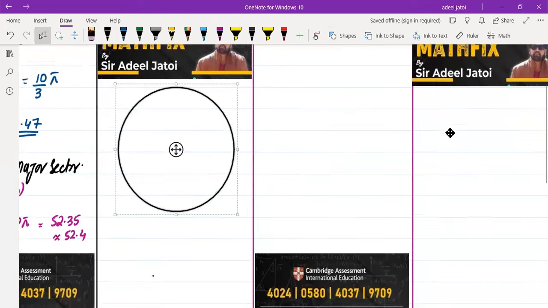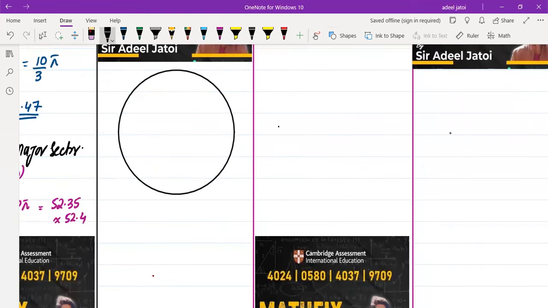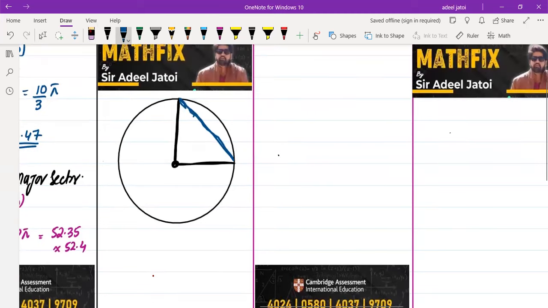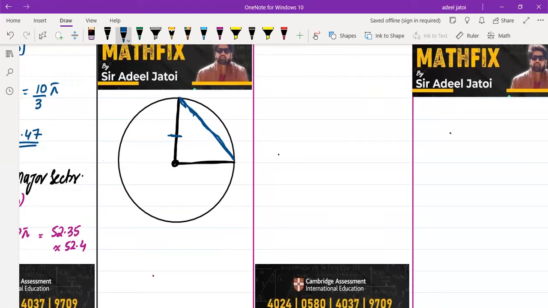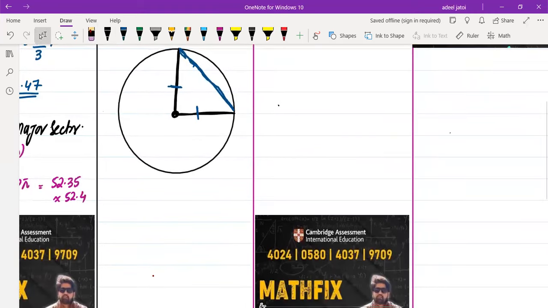So this is your circle. Let's say the circle has a radius and there is another radius. Let's say these two radii have a chord. When the two radii have a chord, if I work through the properties, this will become a radius and this will become a radius. So that means it will become an isosceles triangle.